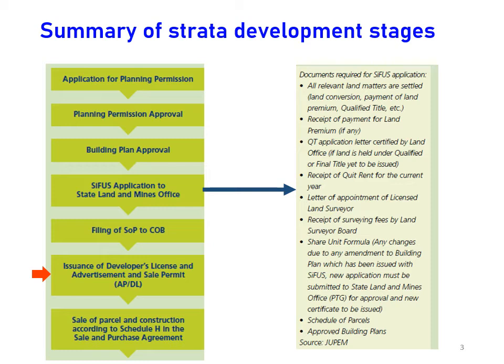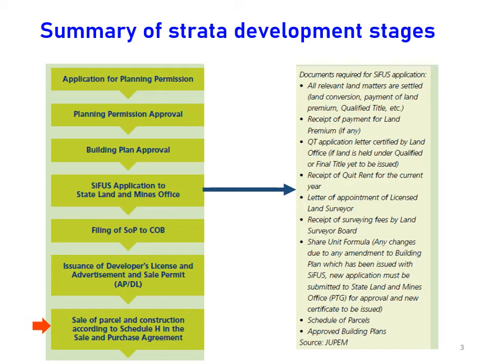The next step would be issuance of developer's license, whereby after the developer has already obtained the SIFUS and the SOP, finally they can apply for a license to develop that particular scheme. Okay, then the next one, they can sell the units or the parcels in the development scheme. So that's from the application for planning permission until the sale.